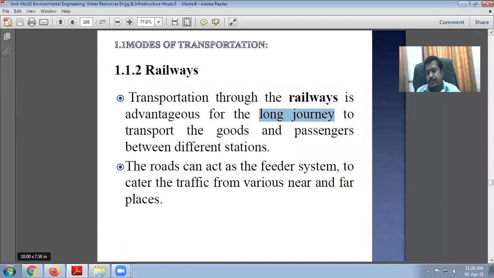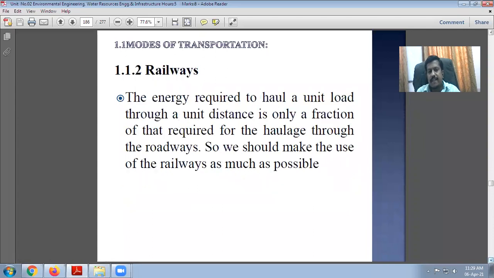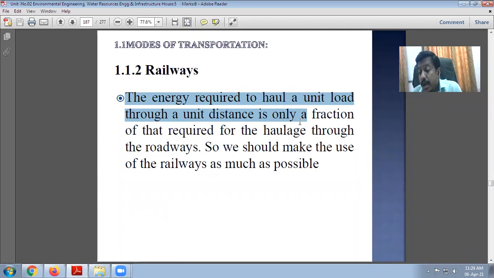The energy required to haul a unit load through a unit distance is only a fraction of that required for haulage through the roadways. So generally, as far as the railways are concerned, we require big energy to haul that unit load from one position to another position. Have you seen the railways, how they start?